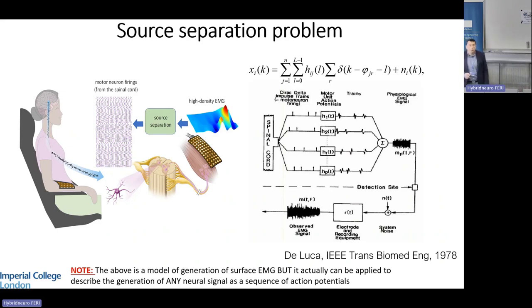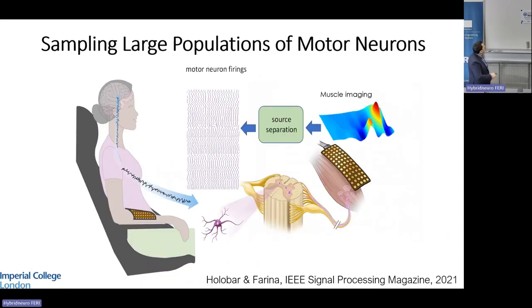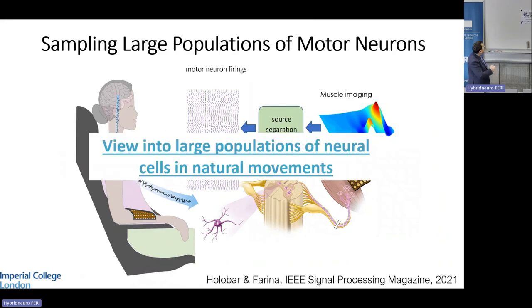Since this is a school, we knew the forward model of generation of EMG since the 70s. This is work by De Luca. Carlo De Luca has been the person who introduced the mathematical characterization of EMG, and so all the formalism around EMG. This is a model that he proposed in the 70s. And from this model, we can build an inverse model, which has been developed more recently. The inverse model allows us to decode the motor neuron activity from the EMG, and the model is the same whether you have intramuscular or surface recordings. So basically, you get a view into a large population of neural cells in natural movements.